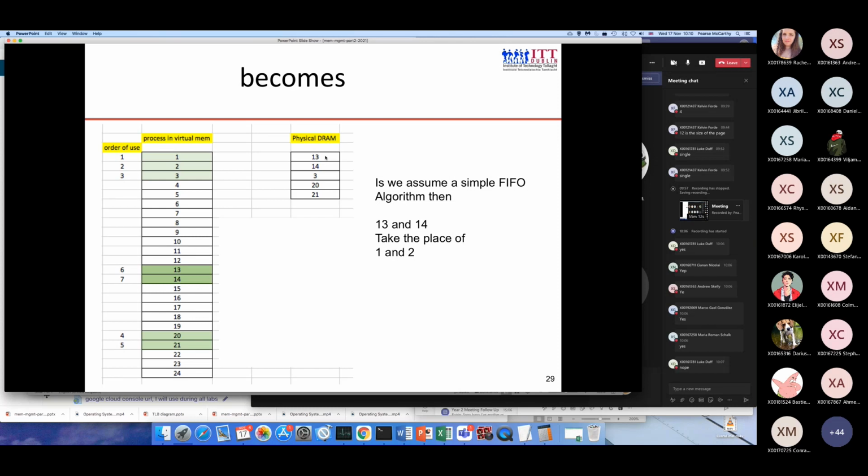So here's a question for you. In the running of this program, we needed chunks 1, 2, 3, 20, 21, and then 13 and 14. How many page faults were there?